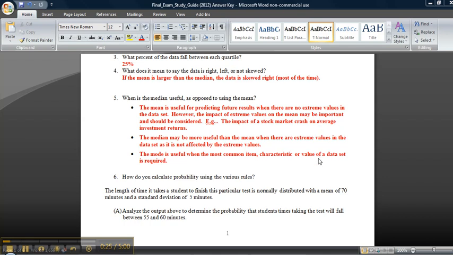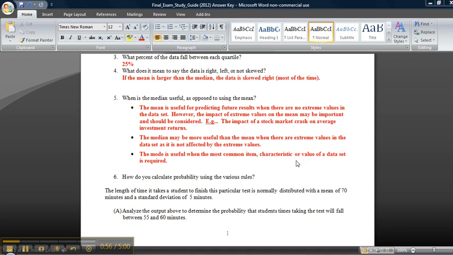Number 5, when is the median useful as opposed to using the mean? And this describes it, but the main thing you want to look at, if you have extreme values, it's most likely better to use the median, because the median is not as affected by extreme values as the mean is if you're comparing the median and the mean. And most of the time those are the statistic values that we're comparing.